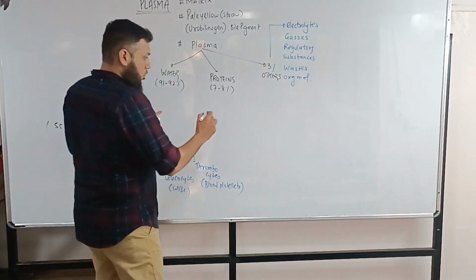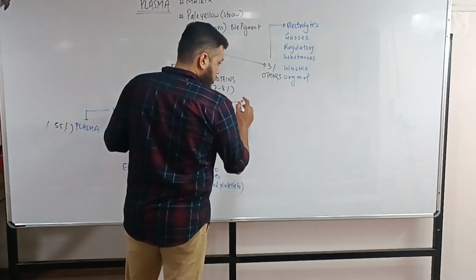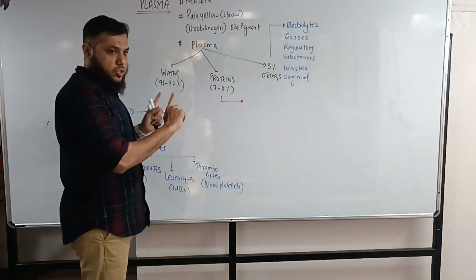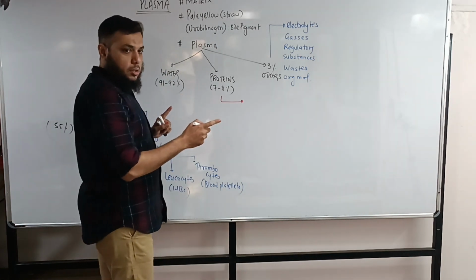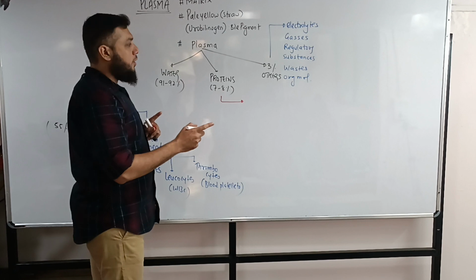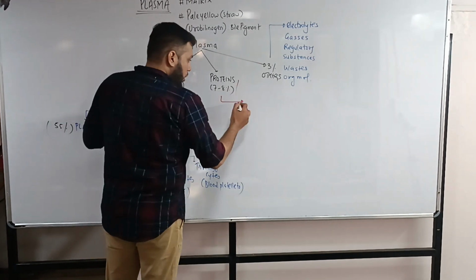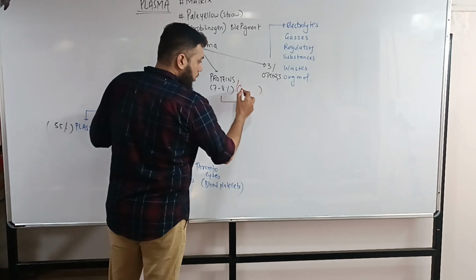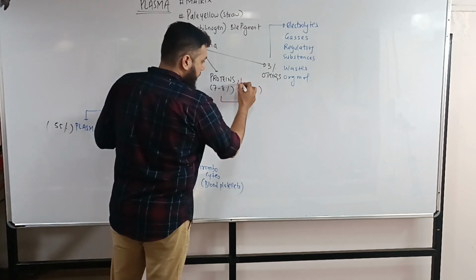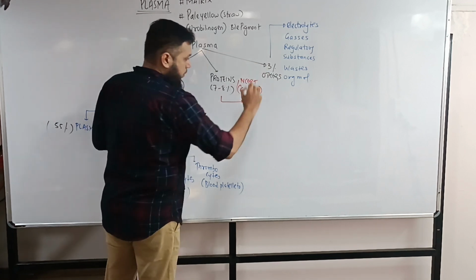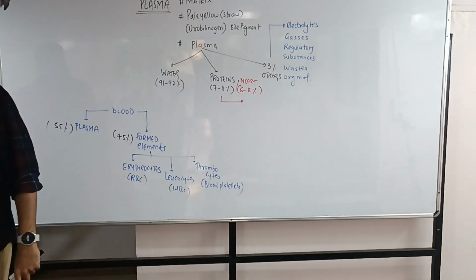Proteins. And there was an MCQ on this, an MCQ based on proteins and their functions. The value given is 6 to 8. Okay, this is a value from the Harrison Textbook of Medicine. According to NCERT, we'll go with the value of 6 to 8%.